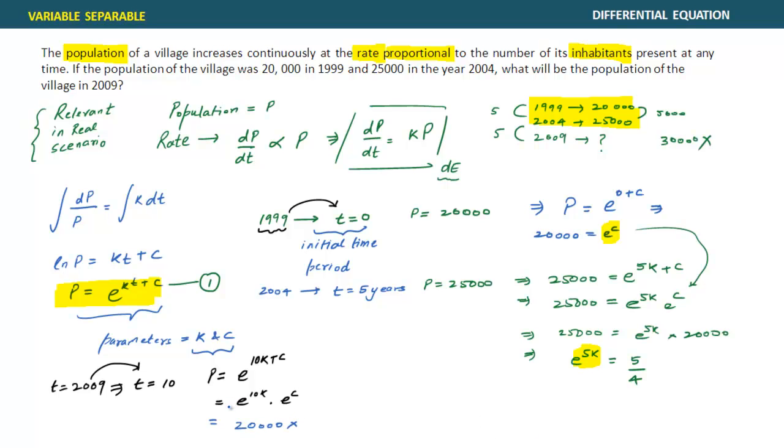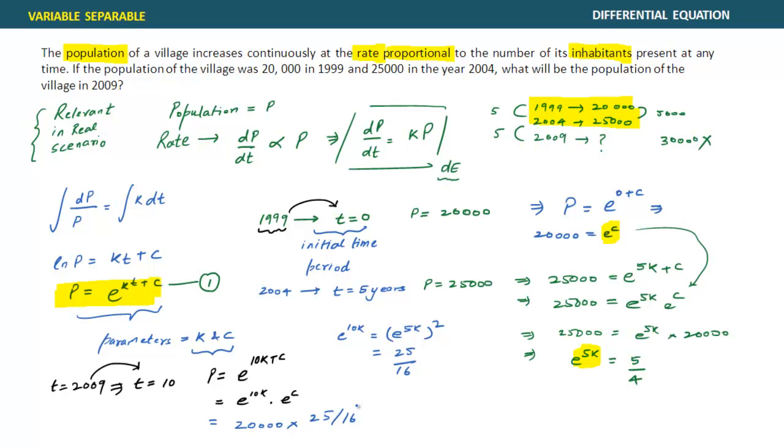Now you need to find e raised to power 10k. What is e raised to power 10k? Can you say e raised to power 10k is nothing but e raised to power 5k squared? Yes. Now you can immediately put this value as 25 by 16. Just put this value. This is how you are going to solve this problem. So again, no need to find the value of k here.